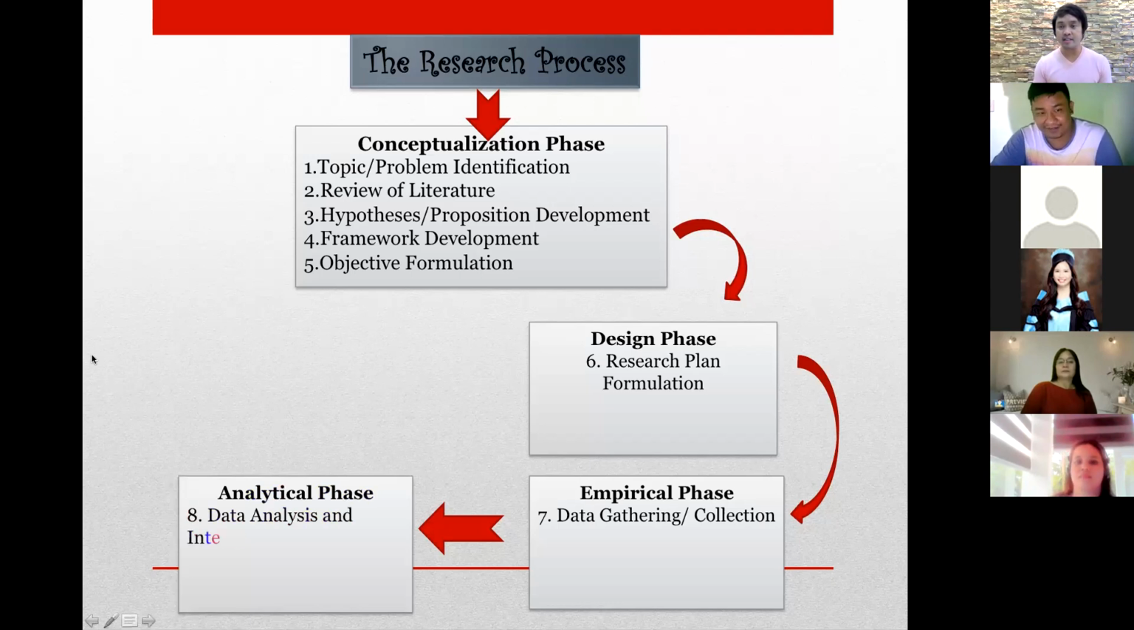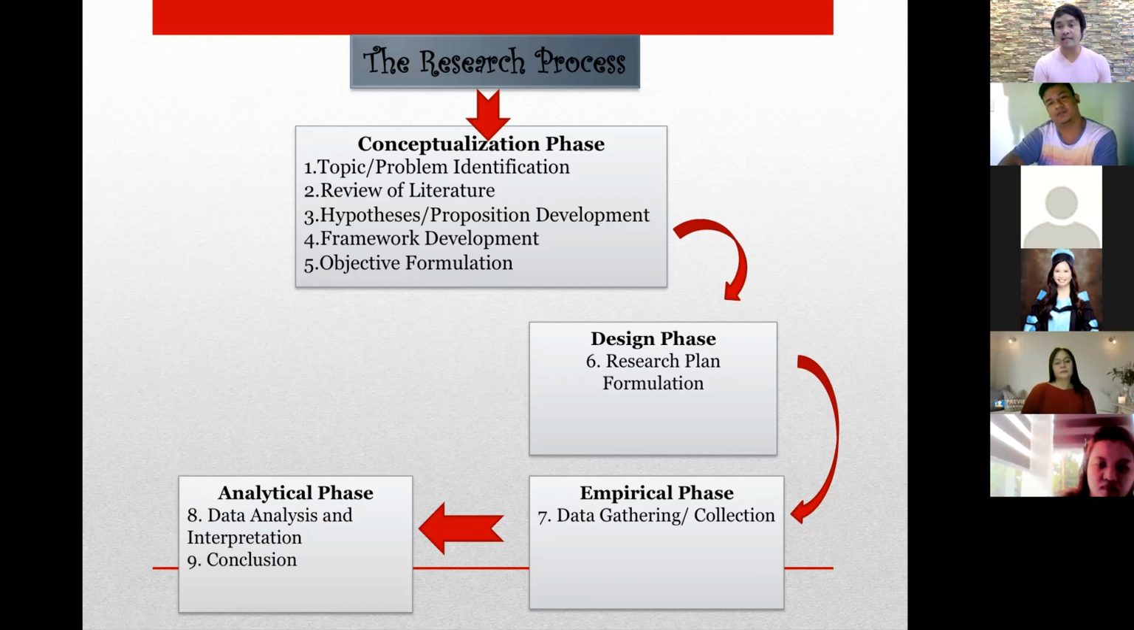After we gather the data, we make sense of them. We make sense of them through the use of different softwares, either the very simple Excel that can facilitate the processing of your data. And meron din tayong tinatawag na SPSS, or Statistical Package for Social Sciences. So after processing your data, we make sense of the data that we gather.